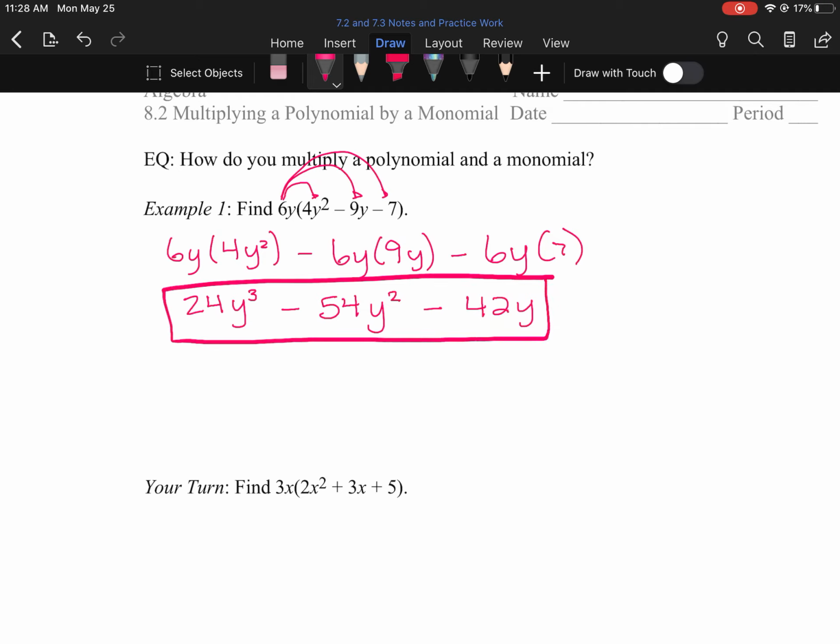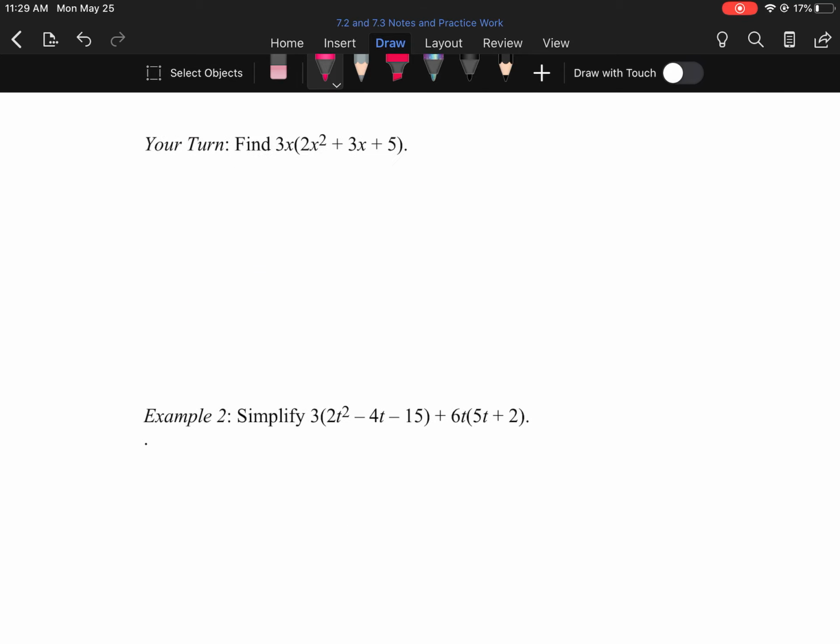Now, we also need to simplify this, but remember when we simplify variables, they have to have the same variable, which they all do, they all have a y, but they also have to have the same exponents. The first one has an exponent of 3, that one has an exponent of 2, and the last one has an exponent of 1. So they're all completely different terms, so therefore you're done with that one. Take a moment, try the your turn, then come back and check.